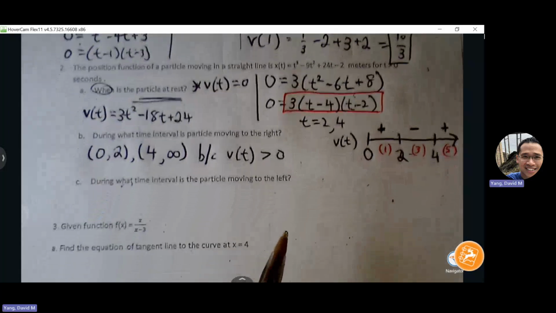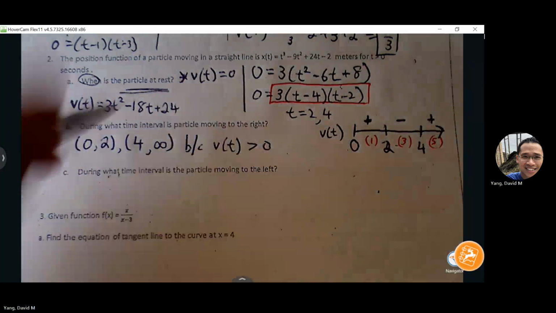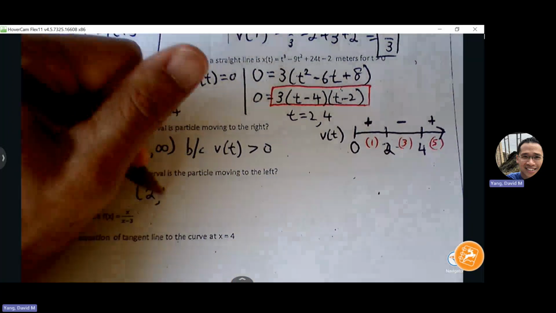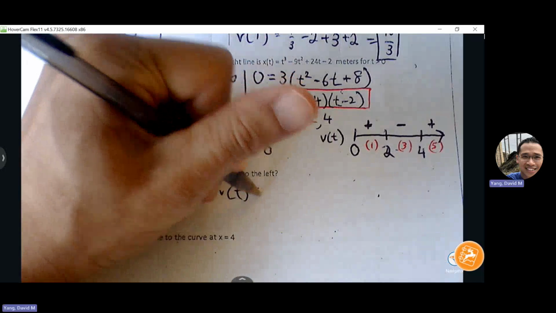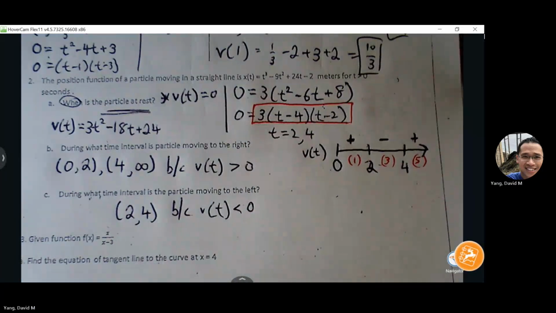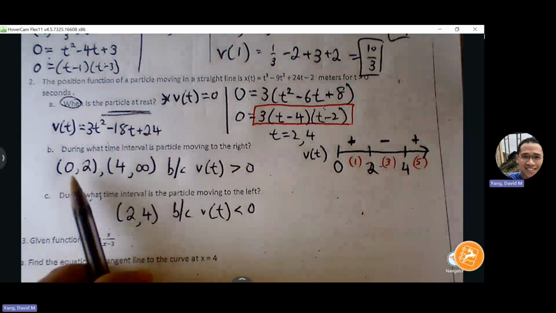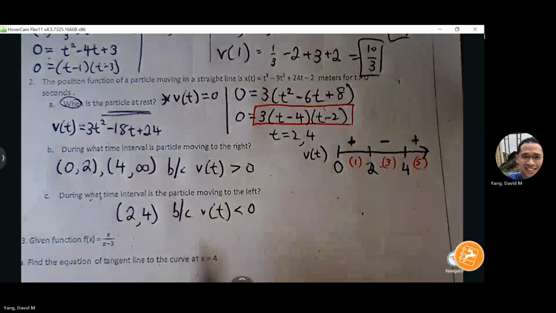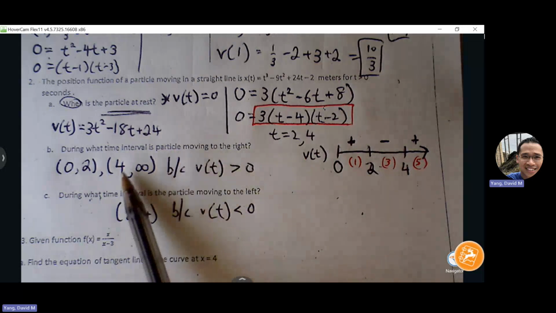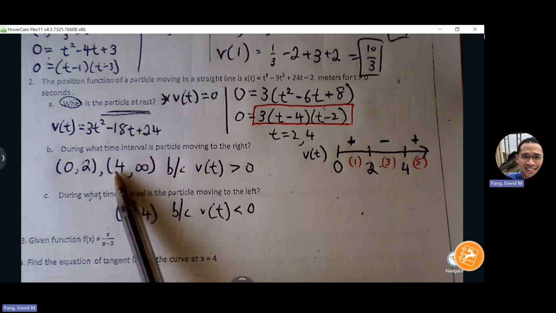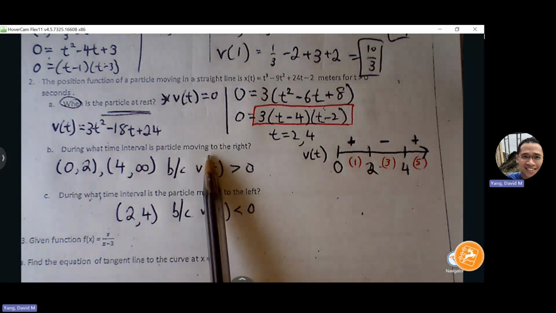Okay, so during what time interval would the particle move to the left? 2 to 4, because velocity is less than 0. Now, why do we use parentheses for all these? These numbers aren't included, they're at rest. Right, at rest. So it's not moving, so we'll get close to 2 and close to 4, but we can't be at 2 and 4. There's no movement there.